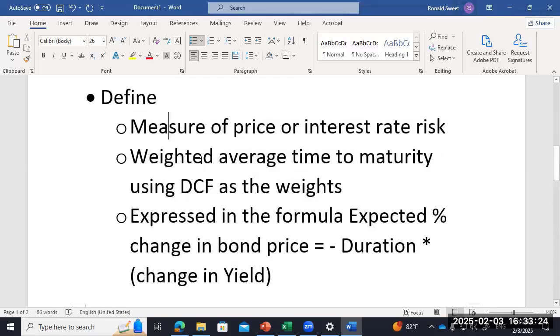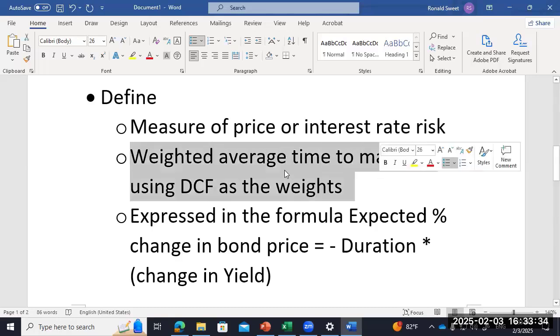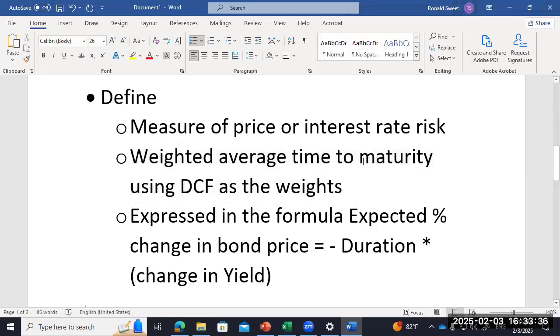Some measure of price risk. The higher the duration, the more price risk you have, the more sensitive the bond's going to be to interest rates. How does it differ from maturity? Well, maturity only looks at the very, very last cash flow, whereas duration looks at all the cash flows, including coupons. And it's the weighted average time to maturity using all those cash flows. And this is how we express it. We'll give some practice here.